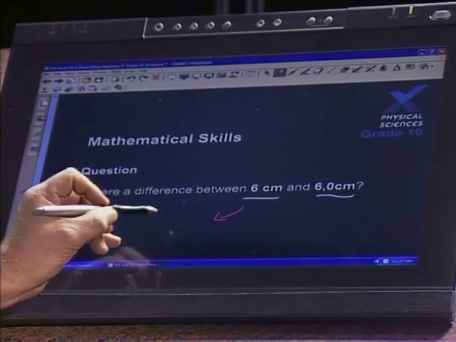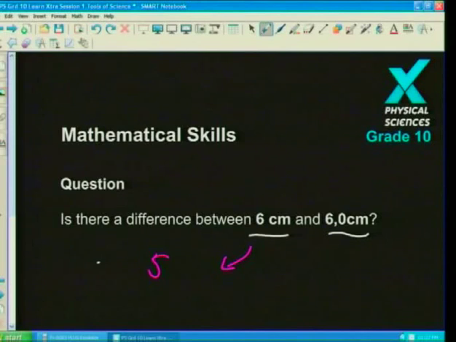Welcome back. Have you had some ideas about the difference between 6 centimeters and 6,0 centimeters? Well, yes, there is a difference, and it's a very important difference. When we give the answer as 6 centimeters, we're actually saying we think it's somewhere between, it's not 5 centimeters and it's not 7 centimeters, it's somewhere between those two.